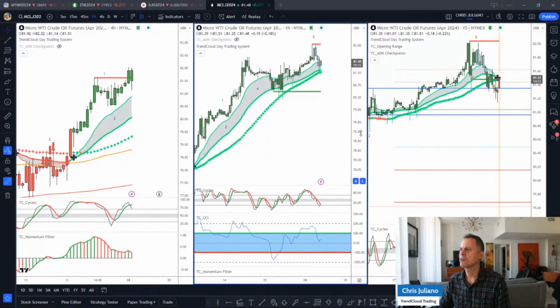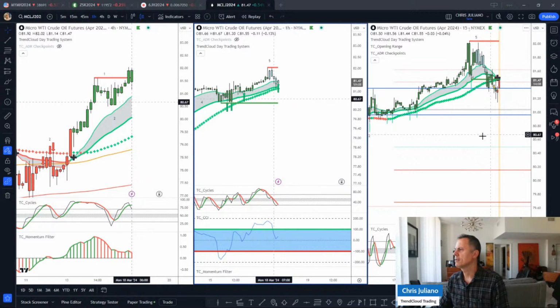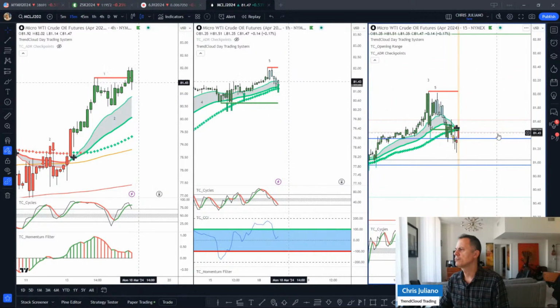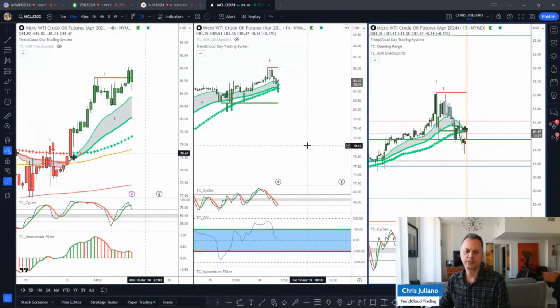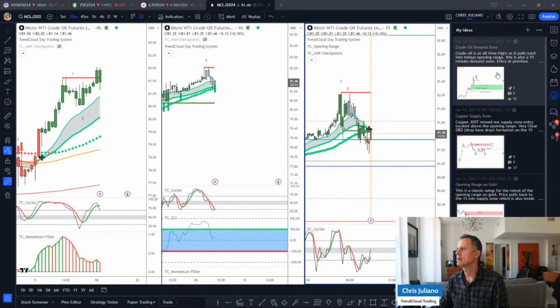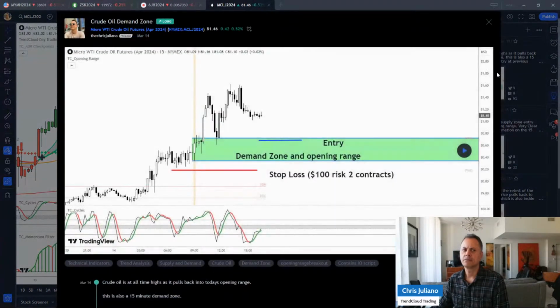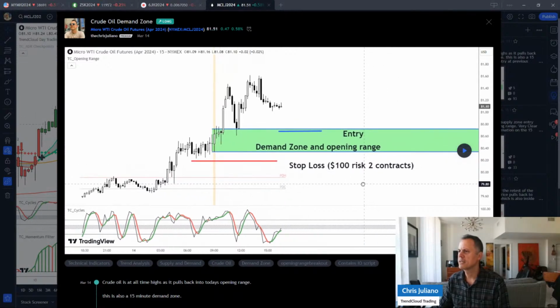We're looking at crude oil here. Boy, crude oil really moved up. Wow. Crude oil really made a move to the upside here. Let's go back and take a look at our idea. Right here. Look at that. Love it when a plan comes together.